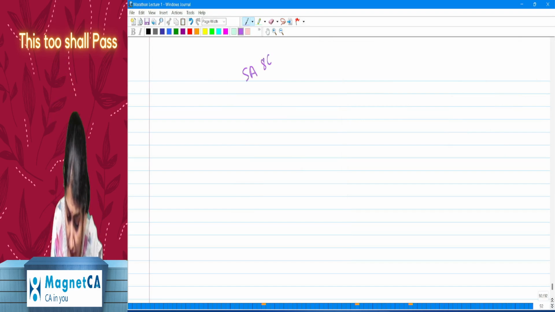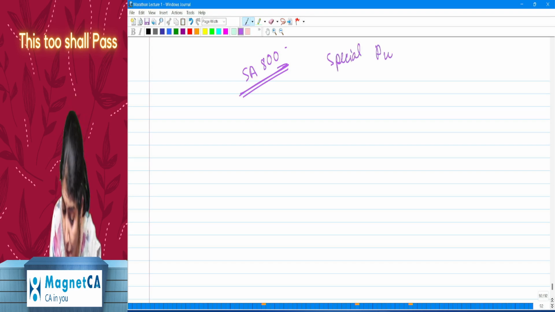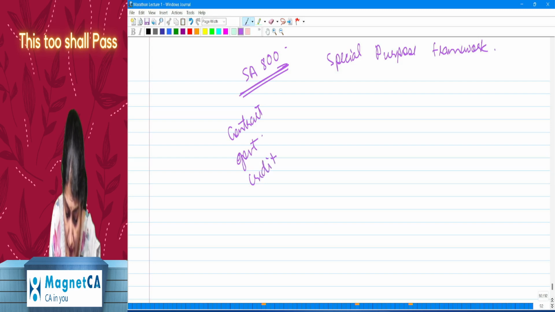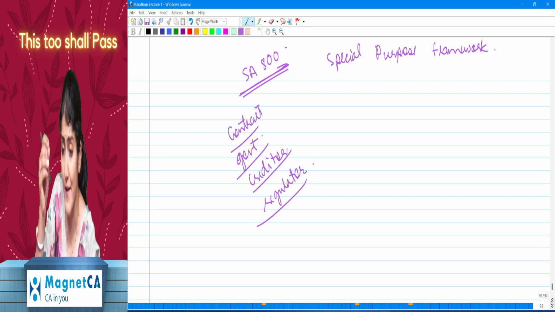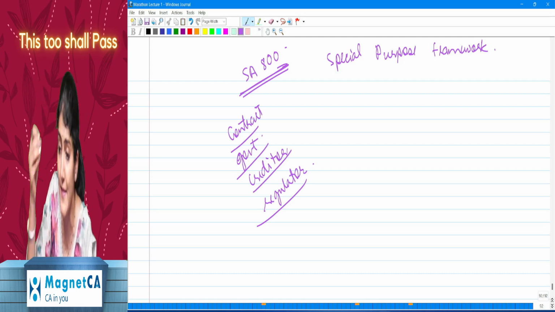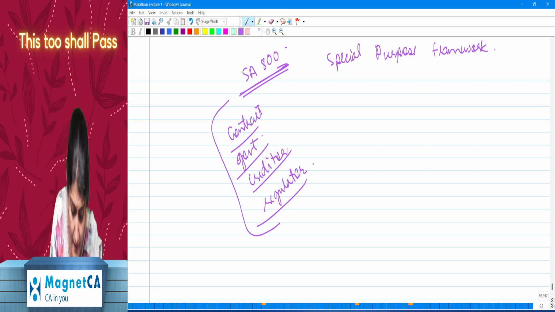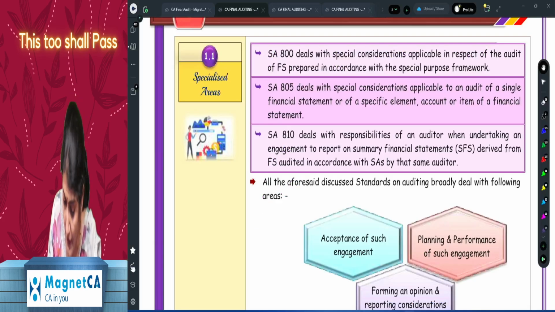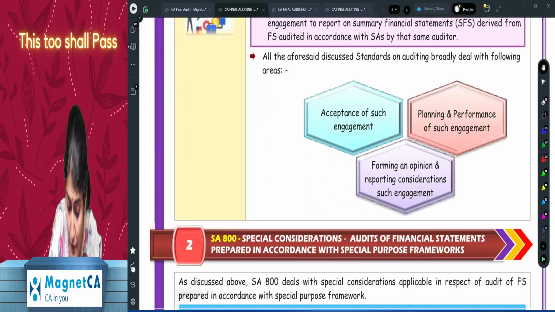Now let's first finish our discussion on SA 800, which is for the special purpose framework. That means financial statements are being prepared for a specific set of users. That means they are prepared as per the provisions of a contract, or as per the requirements of the government, or the requirements of a creditor, or to meet the requirements of a regulator. When financial statements are prepared for a specific set of users, for a particular purpose, that is an example of a special purpose framework. So the first question I expect to see in your exams is regarding the examples of special purpose framework.